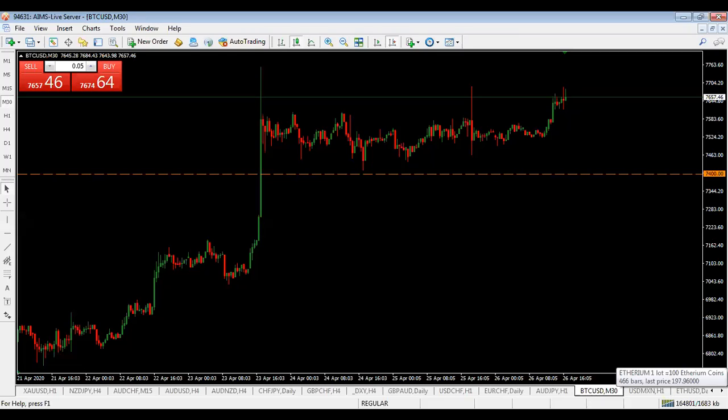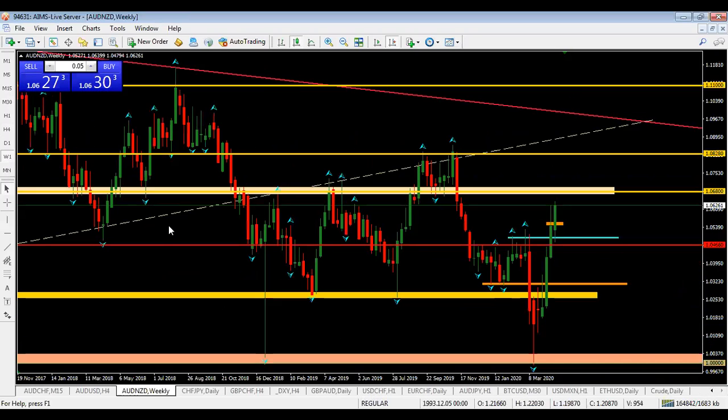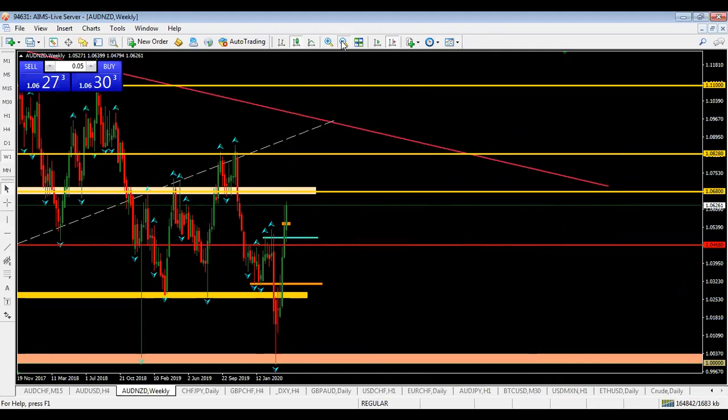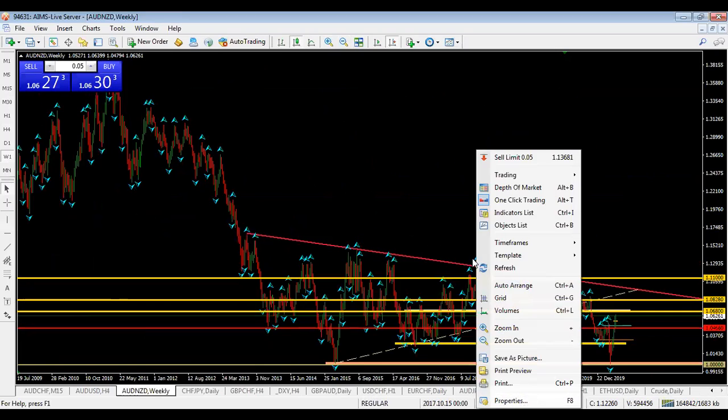The next pair we'll be talking about will be the Aussie NZD. From the weekly, we want to see a reversal around this point. And if we zoom out, we will see that this is a trend line that price has honored in the past.